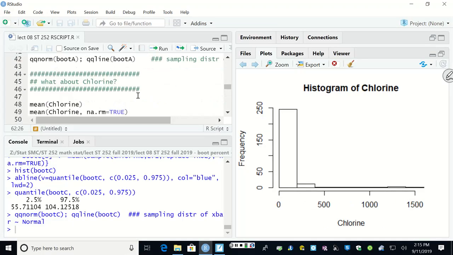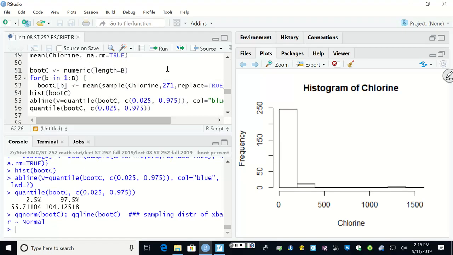Now you might think of one other way of doing this. I originally had 271 samples. And sometimes they're missing, and sometimes they're not. And I had one missing, or maybe two missing for chlorine in the original sample. Now my bootstrap samples, because I'm sampling from all 271, I might get more. I might get 4, 5, 6 missing. I'm not only going to get 2 missing.